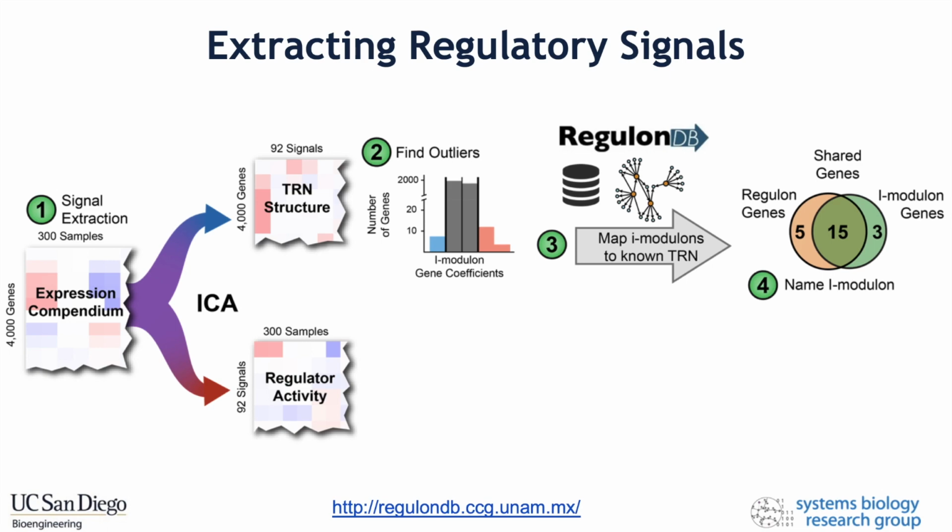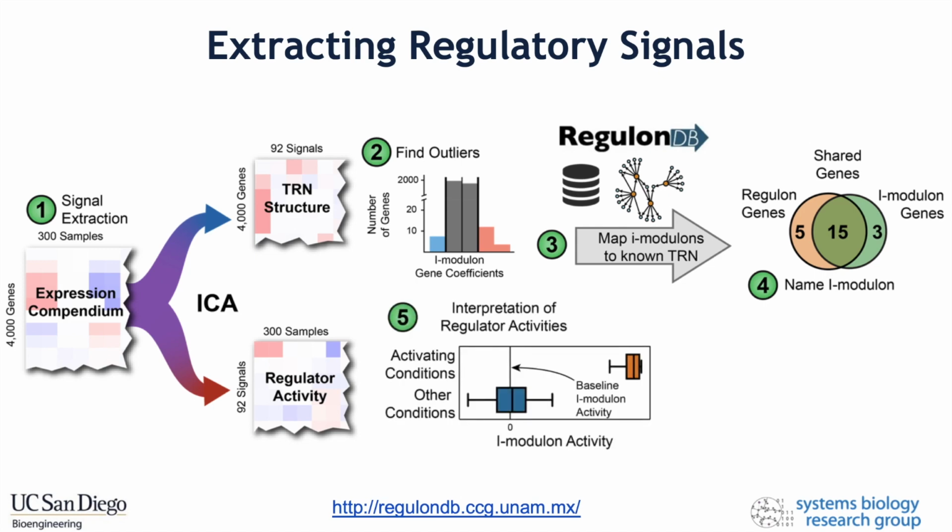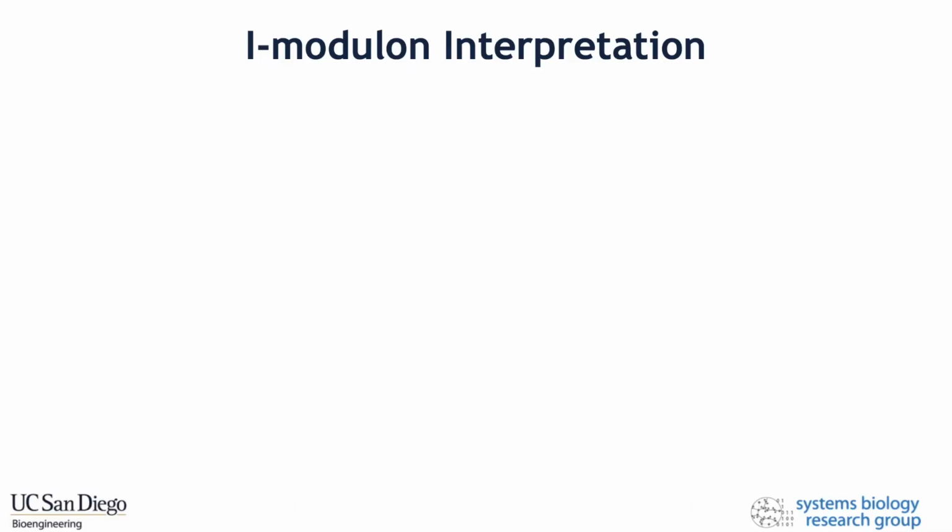Since we're using all of the interactions from RegulonDB regardless of the confidence level, I'm going to call this a silver standard TRN as there may be some inaccuracies due to low confidence interactions. Finally, we can use the regulator activities to gain a deep understanding of the cellular state. So how do regulator signals and activities work together to recreate the expression matrix? I'll illustrate this through the CRA iModulon.